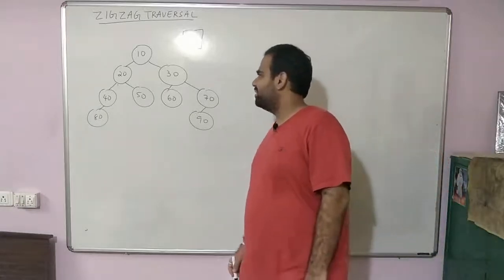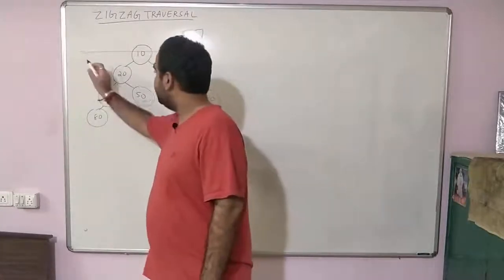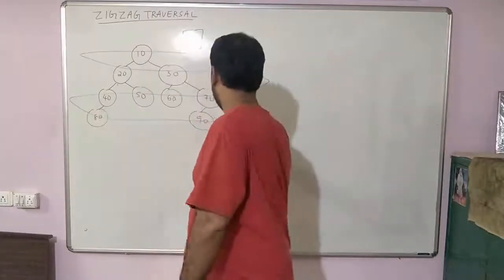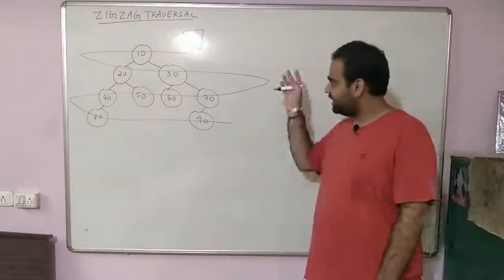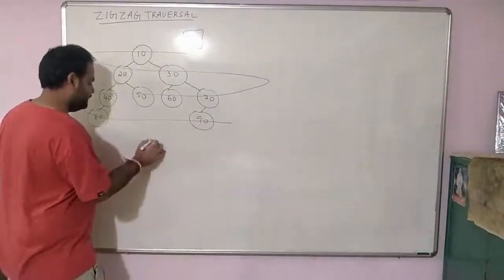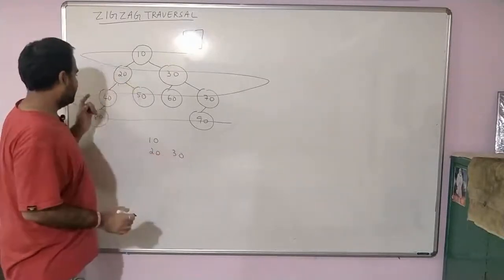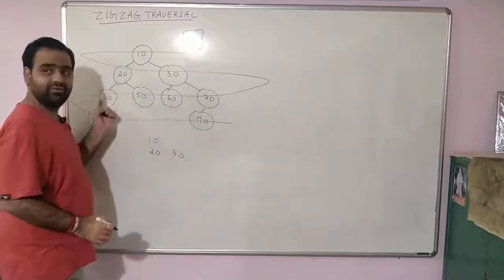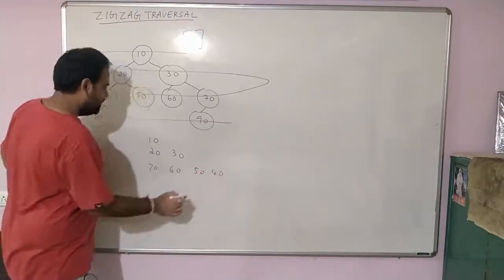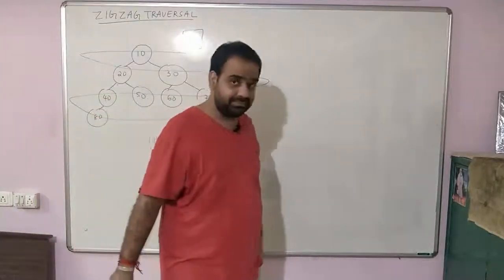Now what do I mean by zigzag order? First you have to print from right to left, then you should go this way, then again you should come this way, then again you go this way. Are you getting it? It's a kind of zigzag. Now the first thing being printed is 10. The next thing is 20, 30. The next thing is 70, 60, 50, 40. And what is the last thing that is being printed? 80 and 90. This is zigzag traversal.